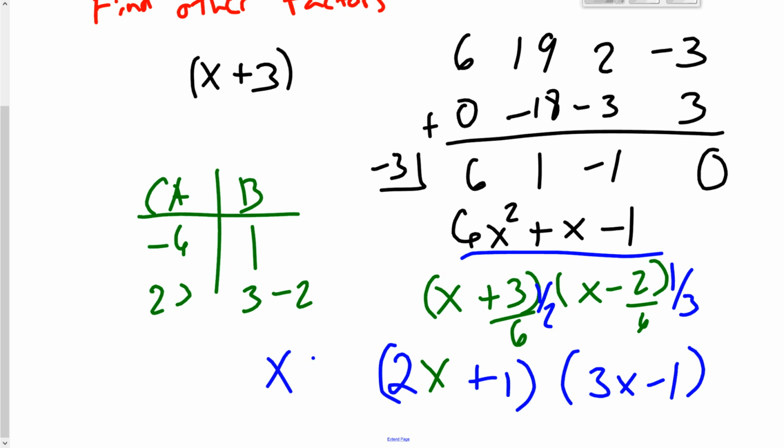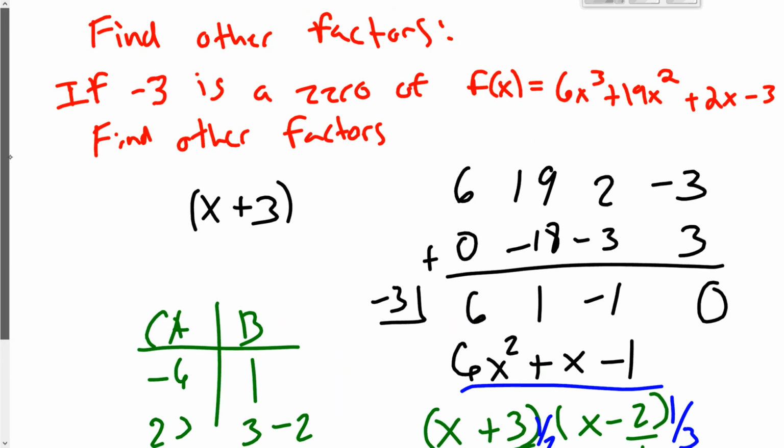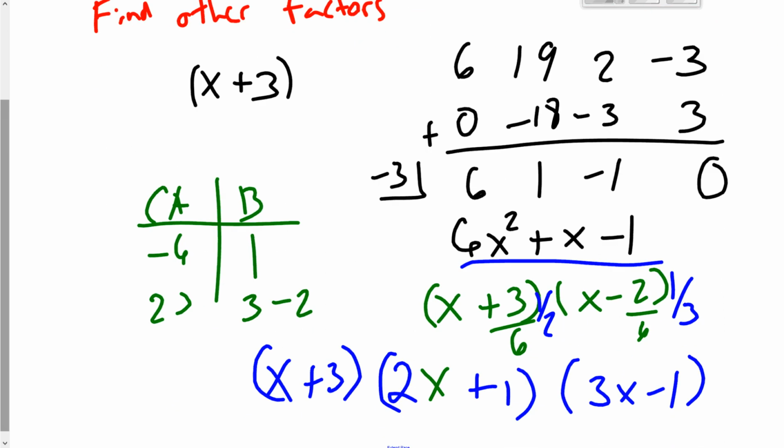And I believe that's what it asked for. Or does it ask for find the other zeros? Just find the other factors. So those are the 3 factors.